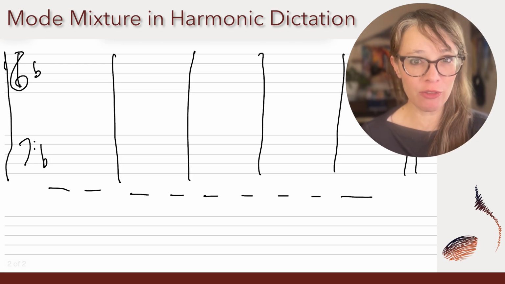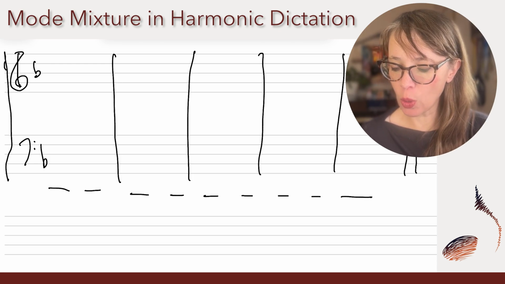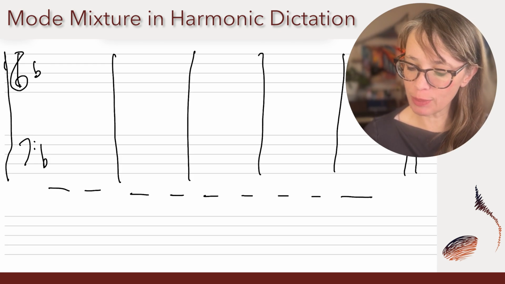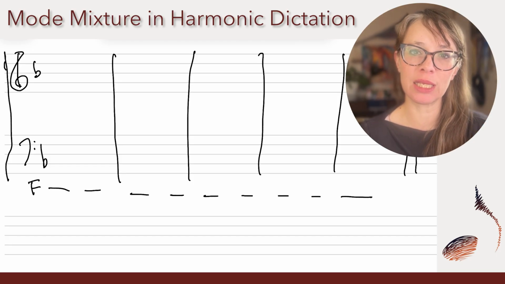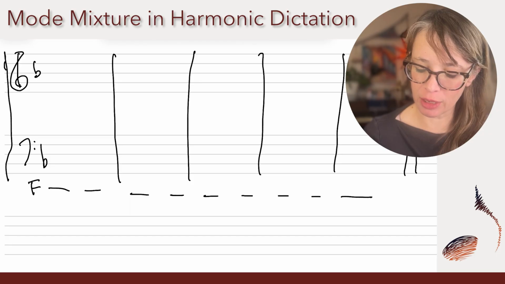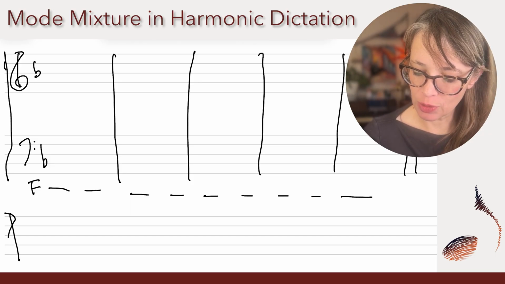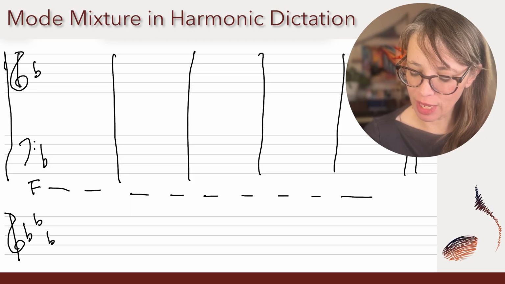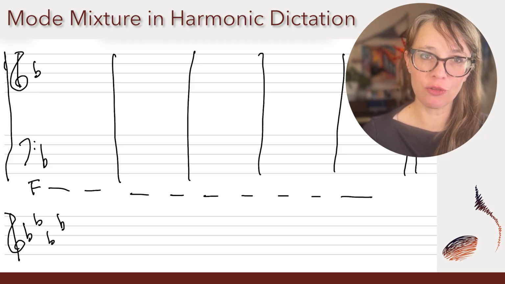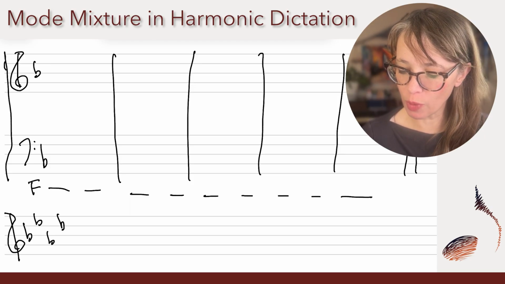We have F major, 9 chords, but the most important thing to think about is, if we're in F major, what is the parallel minor? Okay, so that is B flat, E flat, A flat, D flat, so 4 flats.